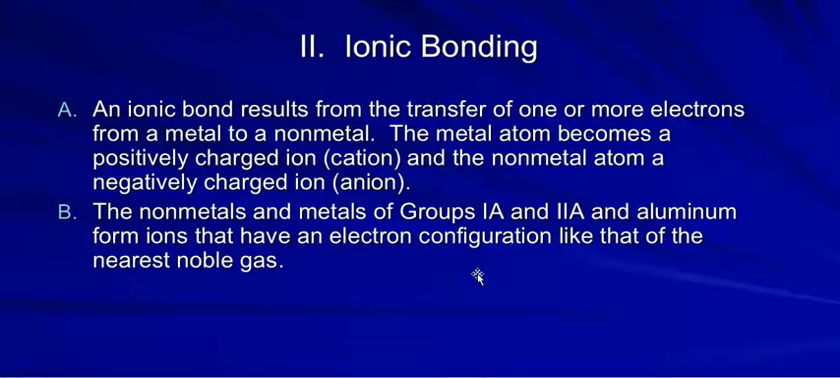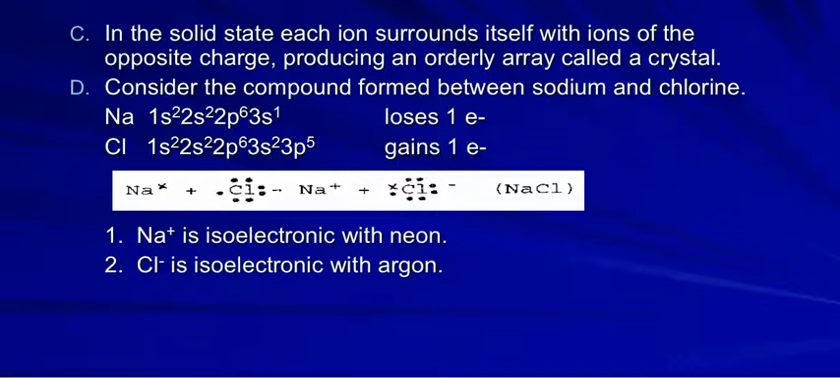An ionic bond results from the transfer of one or more electrons from a metal to a nonmetal. You get ions, a positively charged ion, a cation, and a negatively charged ion, an anion, and there's an attraction between positive and negative, resulting in an ionic bond. In the solid state, each ion surrounds itself with ions of the opposite charge, and this produces a crystal. We will look at crystalline solids a little bit later.